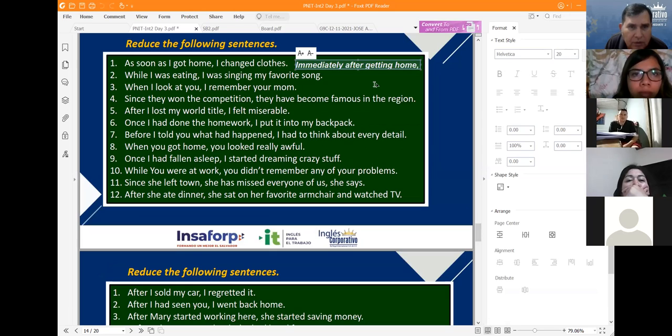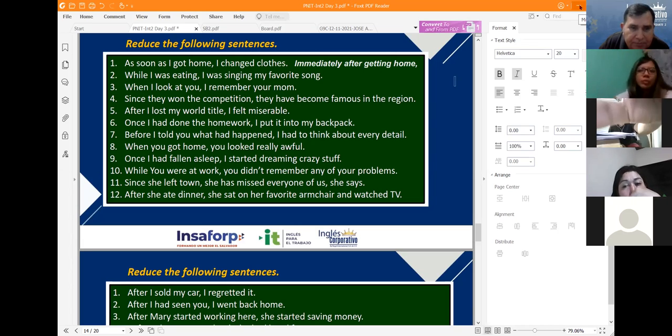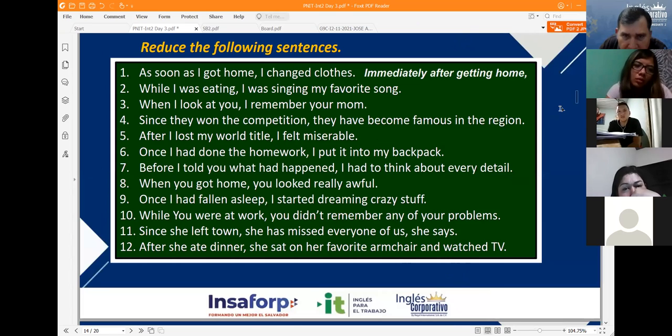My friends, this is number one. This is the reduction. Immediately, let me see. I think that the spelling is wrong, but I'm not so sure. I don't remember, I don't write immediately so often. So let me check it here. It tells me that it is correct, immediately. All right, but I need to be sure. Immediately after getting home, I changed clothes.